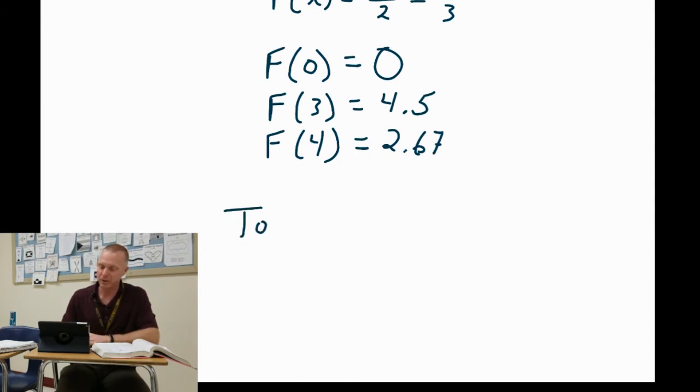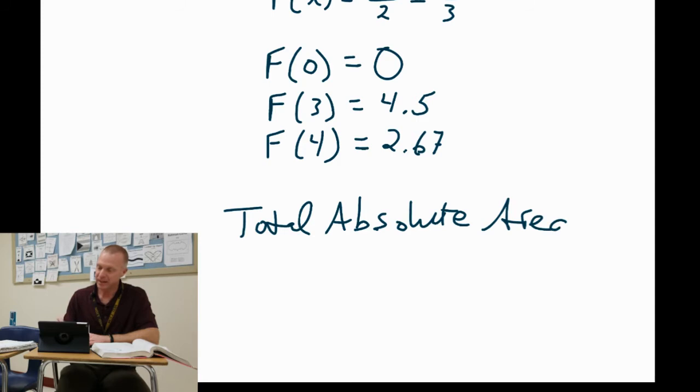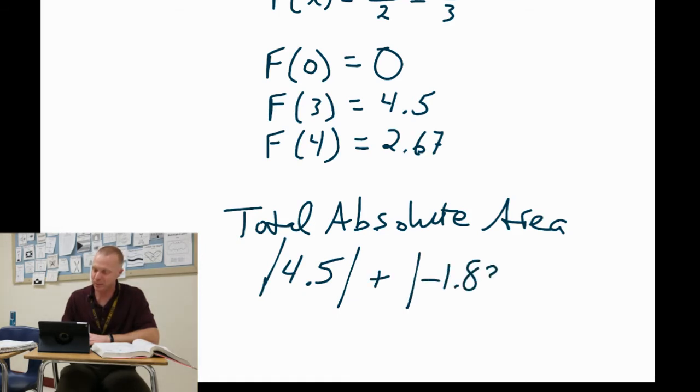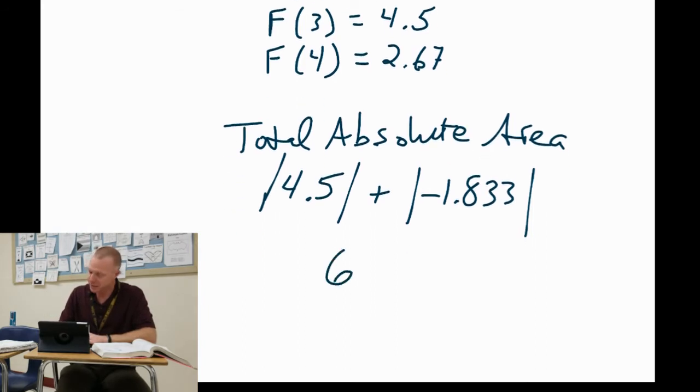So my total absolute area is going to be certainly my 4.5. That was the green area, my region 1. And just for a little emphasis, I'm going to do the absolute value of that, although it's going to remain positive, plus the absolute value of my negative 1.83. Okay, and I end up with a final answer of 6.33, which is really 19 thirds, but since I'm using decimals, I'll stick with that.